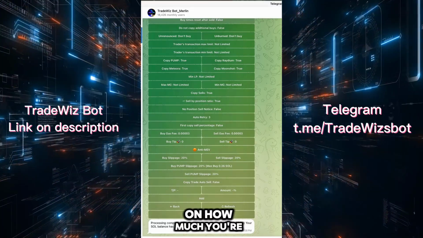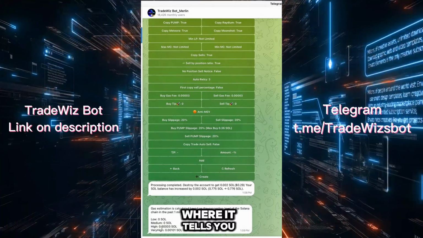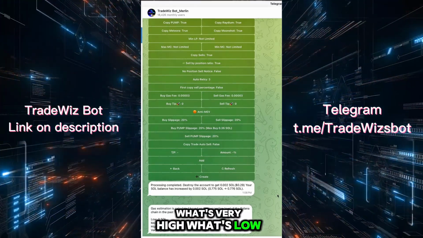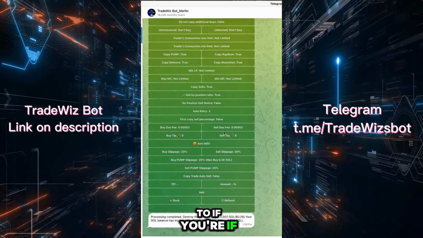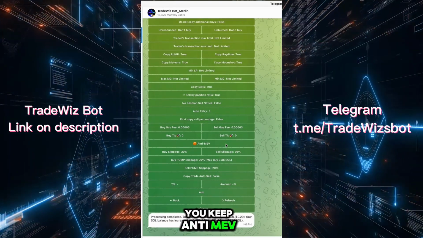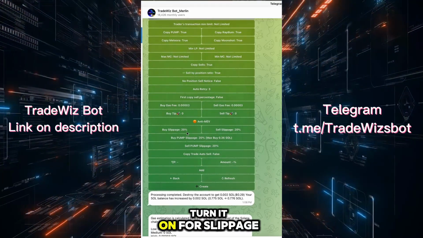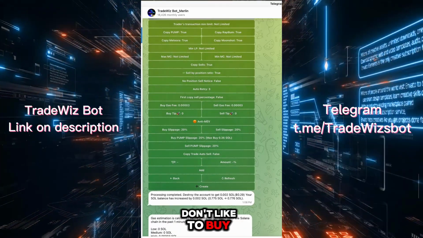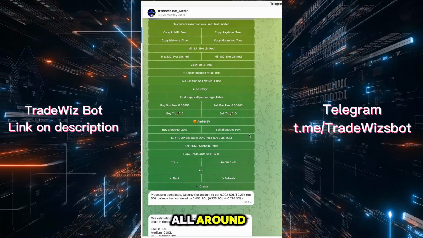Gas fees, that depends on how much you're playing with. Tradewiz has a gas estimation feature here where it tells you what's high, what's very high, what's low, what's medium. And next, if you're playing with a small amount, you keep anti-MEV turned off. If you're playing with more than $100, I would recommend you turn it on. For slippage, because I don't like to buy coins that pump so hard, I leave mine at 20% all around.